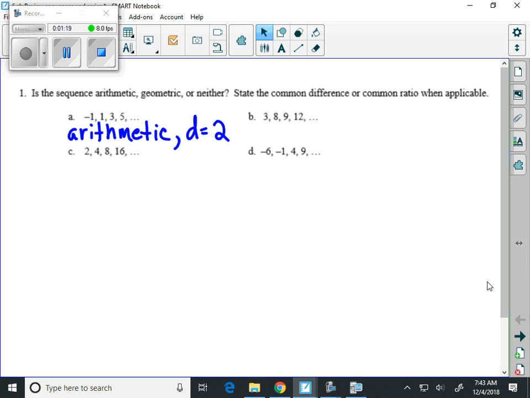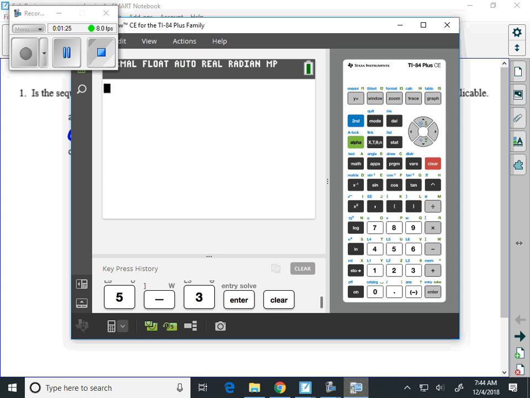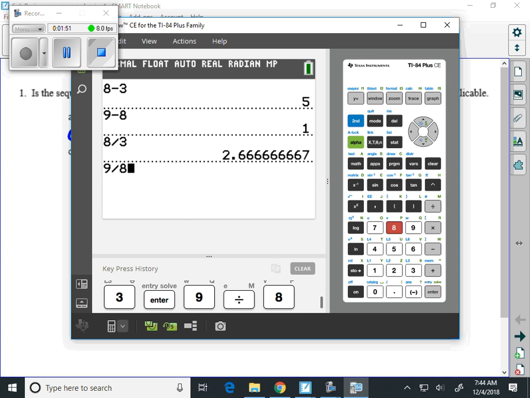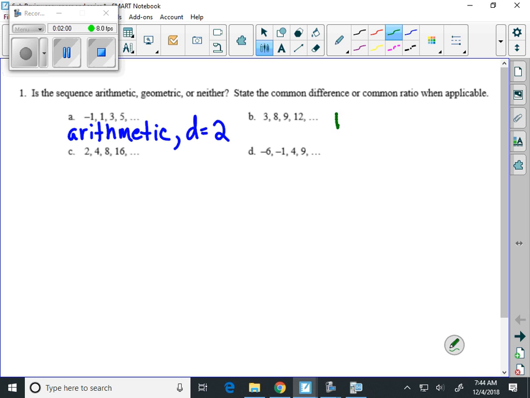When we look at problem number B, again, let's take the calculator and try. If we do second term minus first term, 8 minus 3, that's 5, and when we do the third term minus the second term, 9 minus 8 is 1. So it's definitely not arithmetic. When we try geometric, we do 8 divided by 3, which gives us a big long decimal. And when we do 9 divided by 8, we get a different number. Consequently it doesn't work for arithmetic, it doesn't work for geometric. Here is a neither.